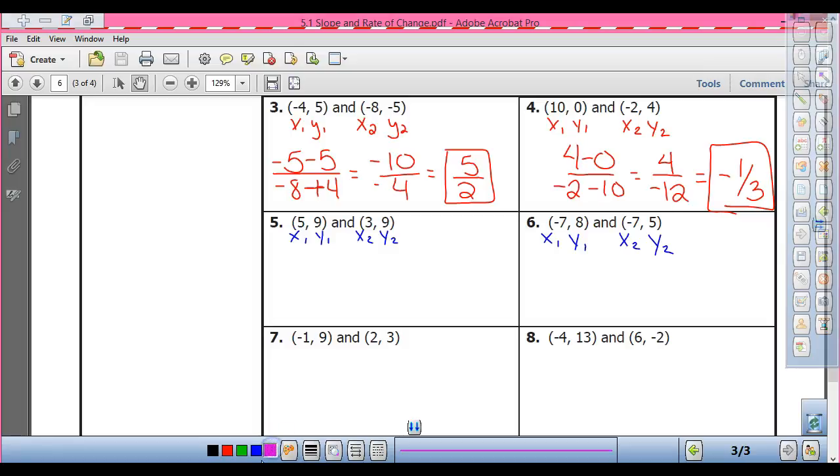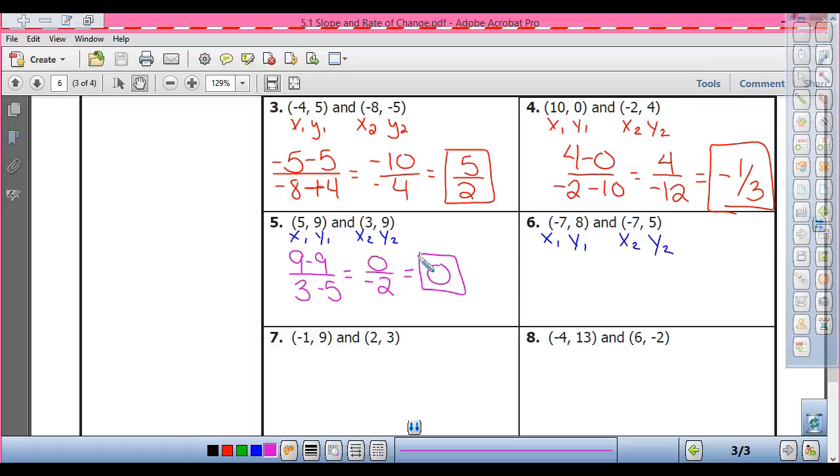On number 5, what do I have on top? 9 minus 9 over 3 minus 5. So on the top I have 0 divided by negative 2. Okay, punch that in your calculator. 0 divided by negative 2. What does it give you? 0. Okay, we can have 0 on top of a fraction. I can take 0 divided by negative 2 and I get 0. Yeah, I'm okay with number 5. Number 6, don't do that.